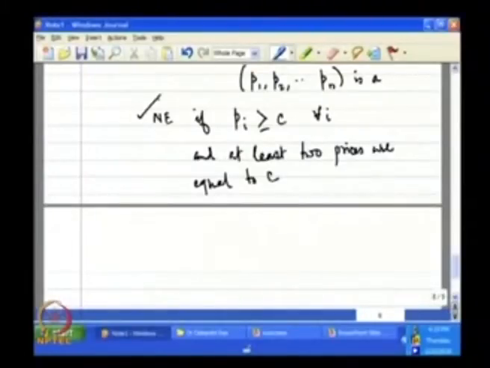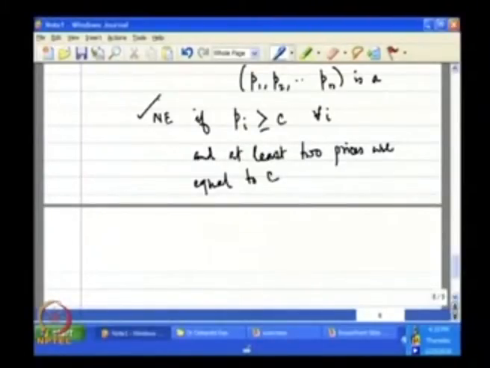Similarly, for firms which are charging more than C, what different price can they charge? They can charge a price less than C. If they charge a price less than C, they are going to get the market, but again negative profit. So, this is indeed a Nash equilibrium. That is true.